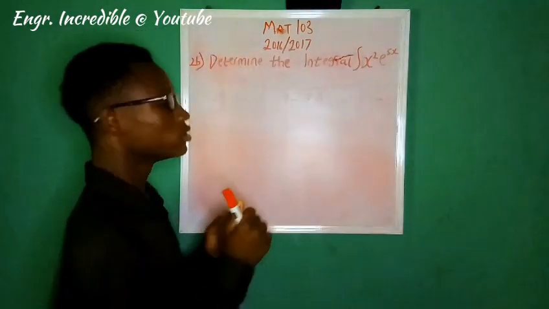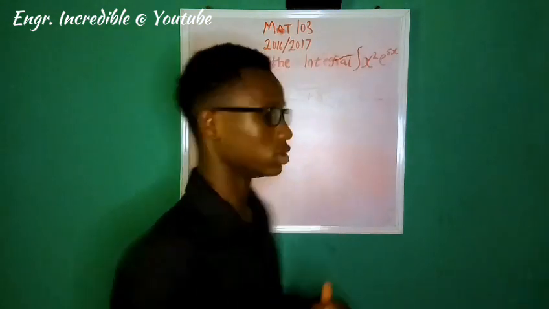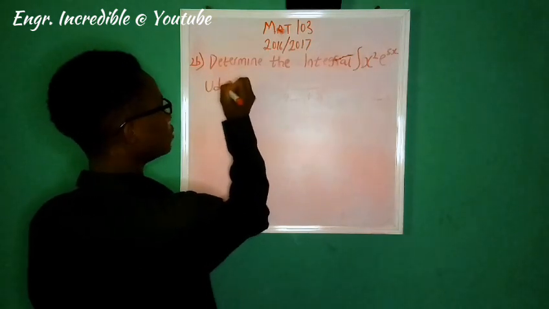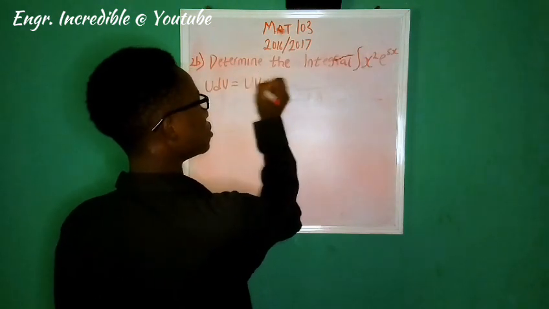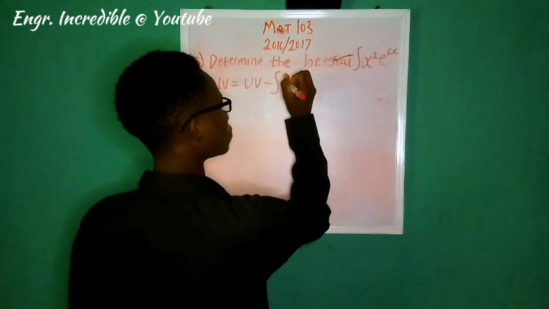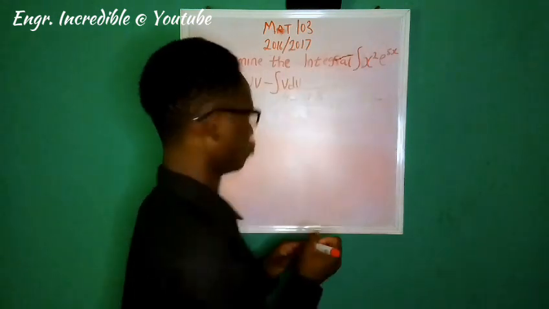So now the formula for integration by parts is: the integral of u dv is equal to uv minus the integral of v du.